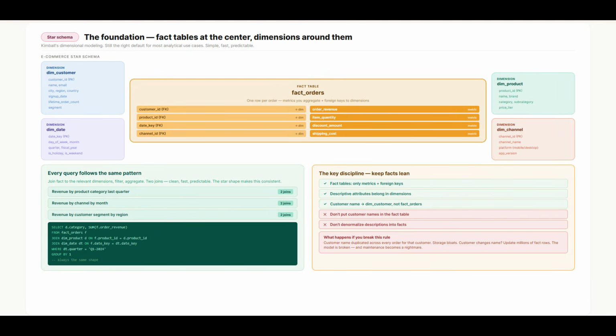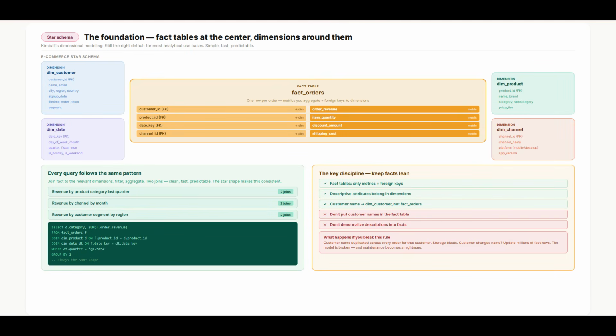Dimension tables describe the who, what, when, and where around those facts. Customer dimension: customer name, email, city, sign-up date, lifetime order count. Product dimension: product name, category, subcategory, brand, price tier. Date dimension: date, day of week, month, quarter, fiscal year, is holiday flag. Channel dimension: mobile, desktop, iOS app, Android app.